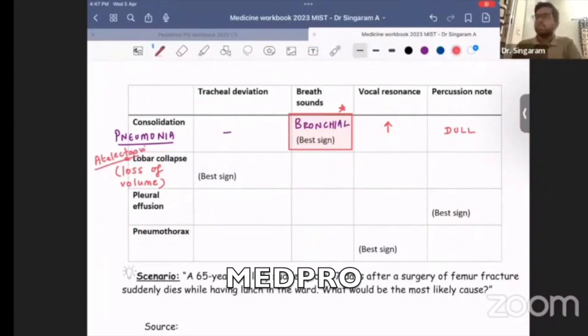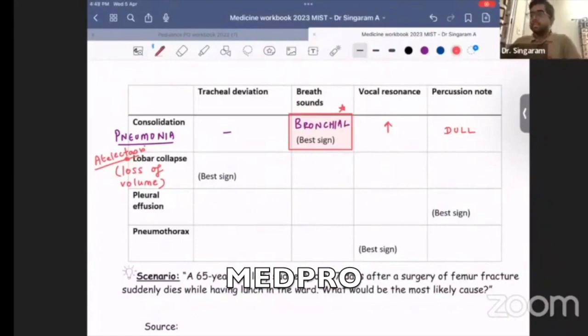So what do you think will be the tracheal deviation? Think like this. This is the left side of my lung. In that left side, the upper lobe is completely collapsed. If the upper lobe is collapsed, what will be the problem? In that area, there is a loss of lung volume. So what happens? It will pull the trachea towards this side. Are you able to follow this?